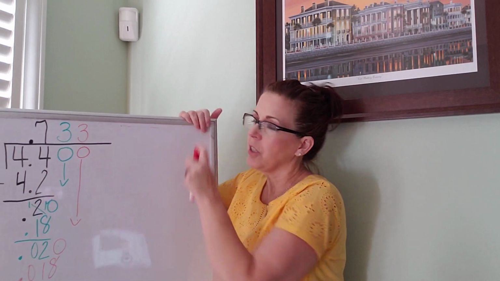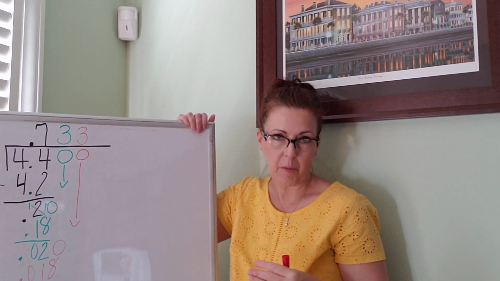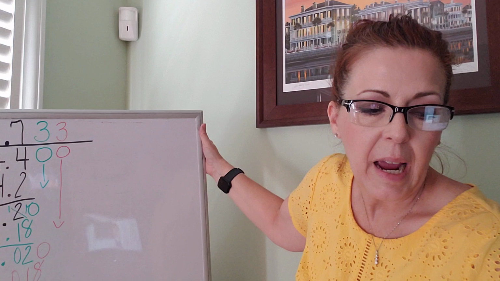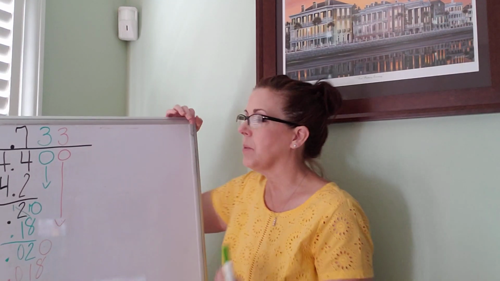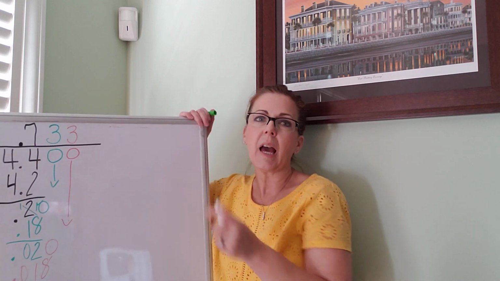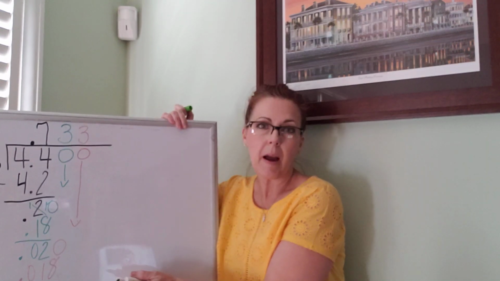And you might be saying to yourself, Mrs. Crawford, this looks like the song that will never end. We're always going to come up with 2. And you're absolutely right. And that's what we call a repeating decimal. Doesn't matter how many times you add that 0, you're not going to get this to come out evenly.